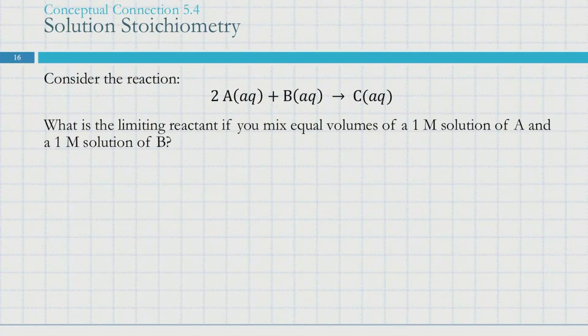Let's say that we've got this reaction. What's the limiting reactant if you mix equal volumes of 1 molar solution of A and 1 molar solution of B? Which one runs out first? A runs out first. Why does A run out first?